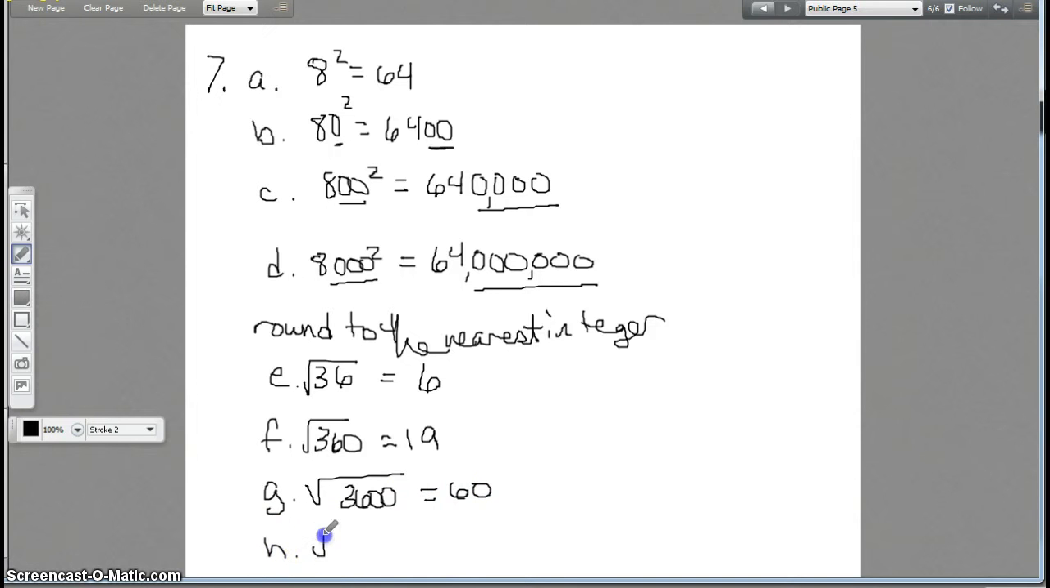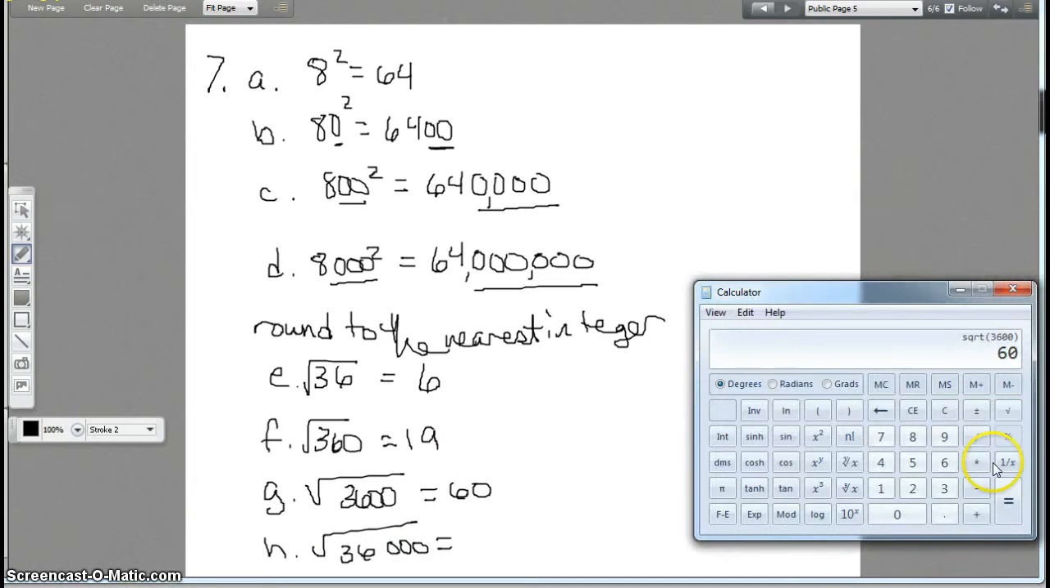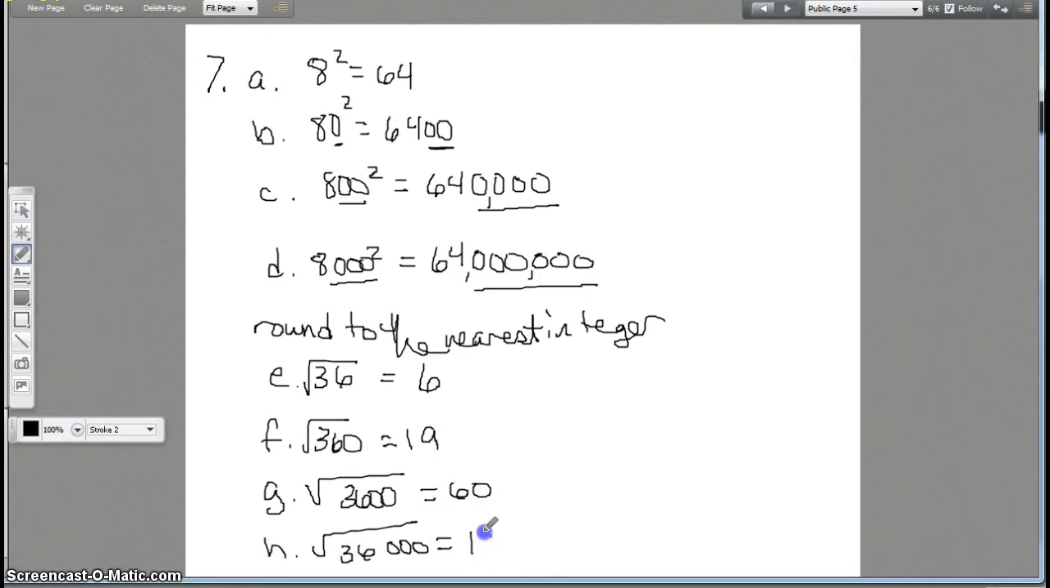We'll do one more, part H. This time we'll do 36,000. So we put that into a calculator, 36,000, and we square root it. That's 189.7. So the closest integer is 190. Okay, so that was number 7. It's just like number 15 that was assigned for homework. You shouldn't have any problems with this one.